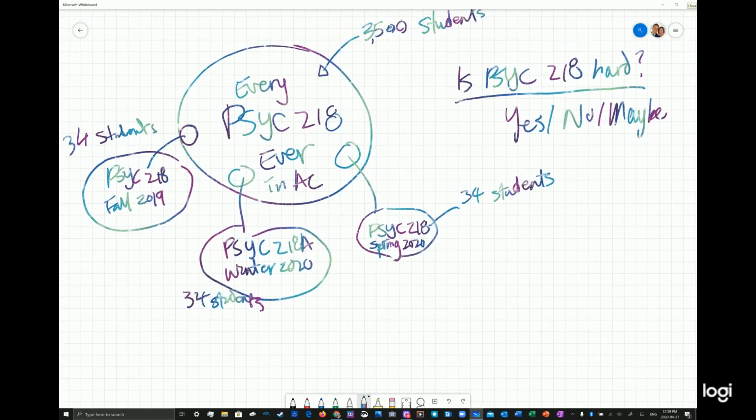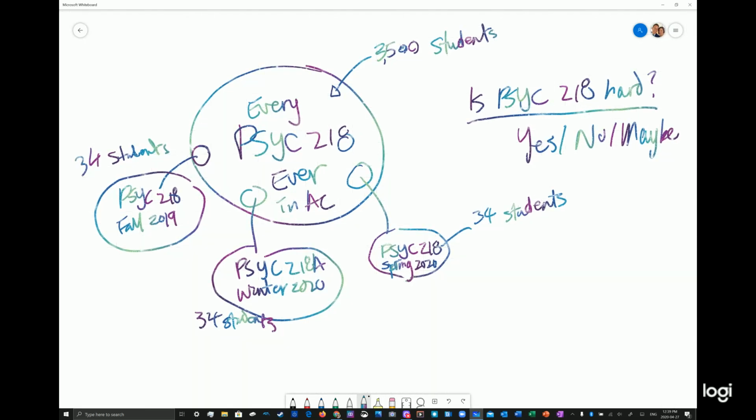So again, remember, systematic differences between groups could be, for example, if I teach three classes, as in the picture we see here for Psych 218, and if I teach one class differently from another class, that's not fair. That's a difference between groups. I shouldn't do that.